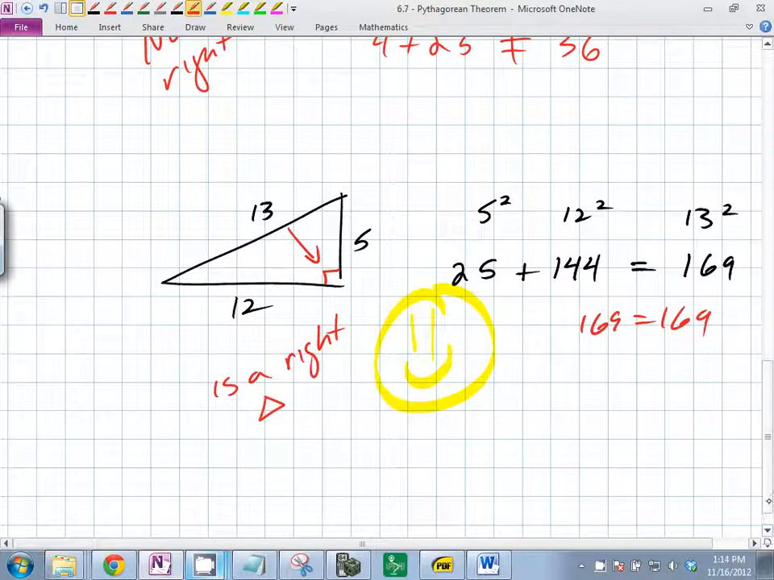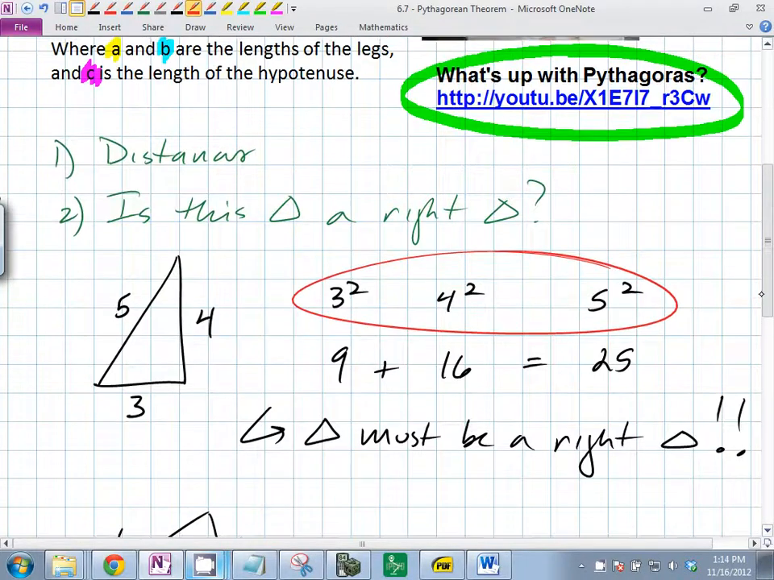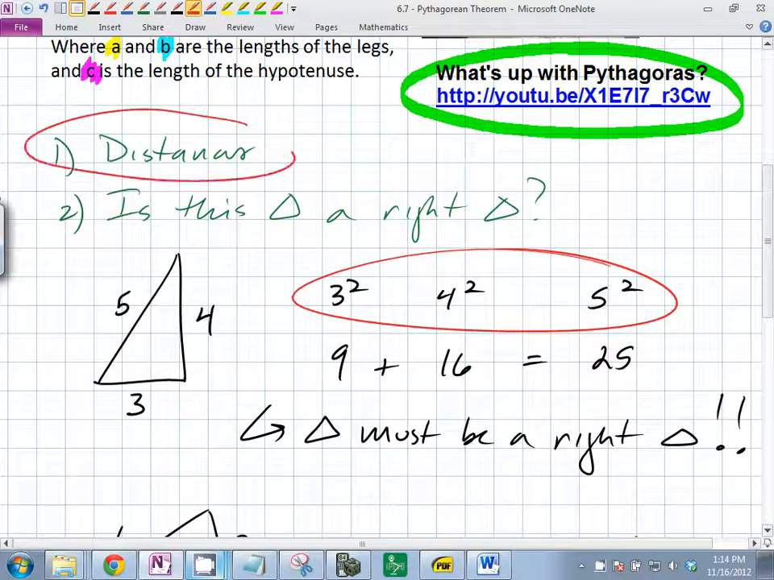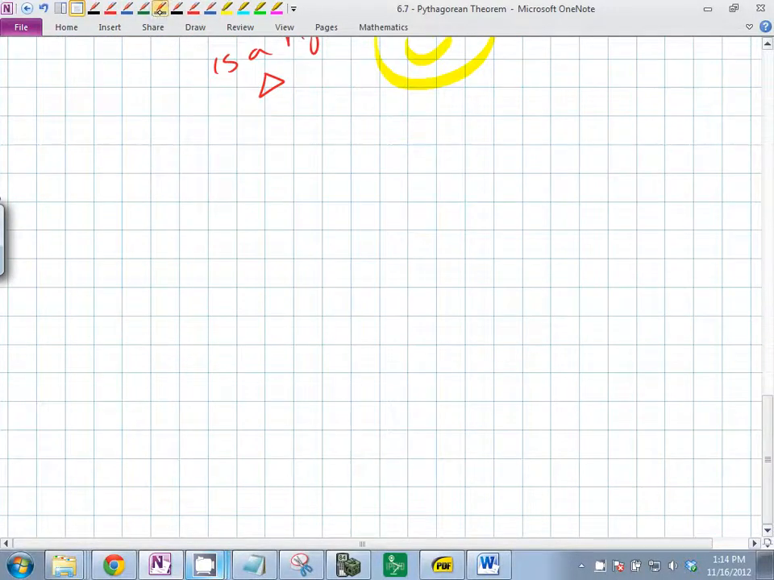So that's the first thing you can do with the Pythagorean theorem, which is figure out if a triangle is a right triangle or not. The second really cool thing you can do with the Pythagorean theorem is calculate distances between 2 points. Let's say I had a point right here. Let's say that was at the point 1, 1. And let's say I had a point right here which was at the point 6, 4. And I wanted to know what the distance was between those 2 points. Well, I want to know the length of this segment.